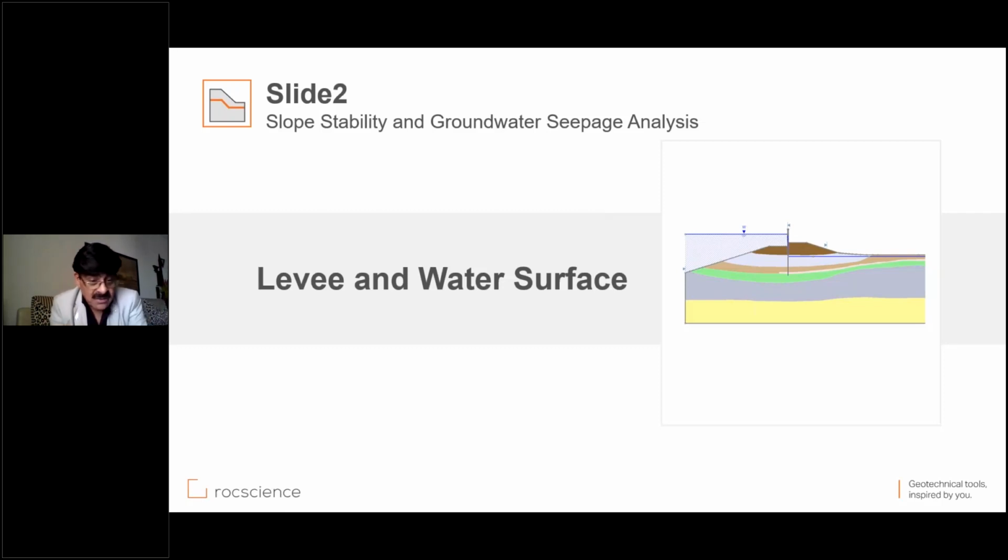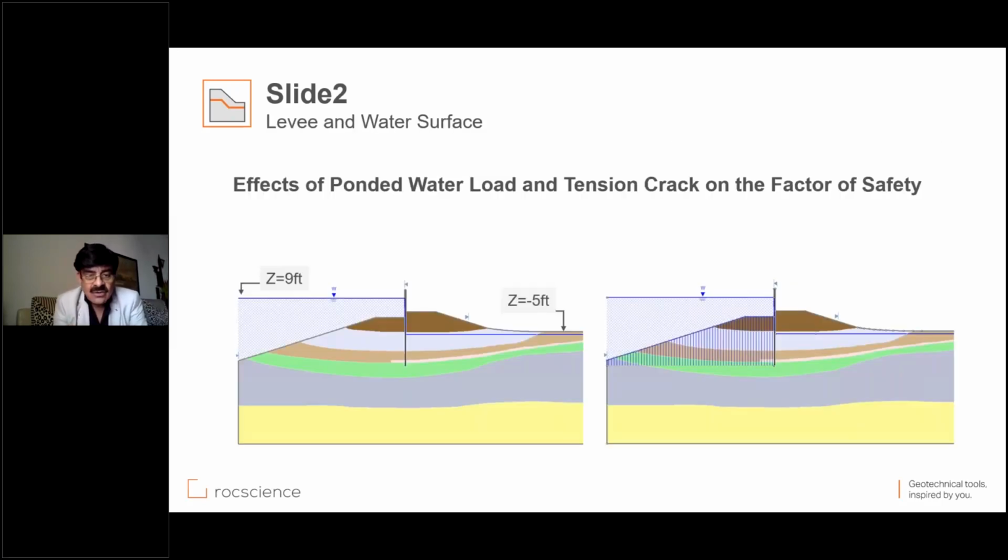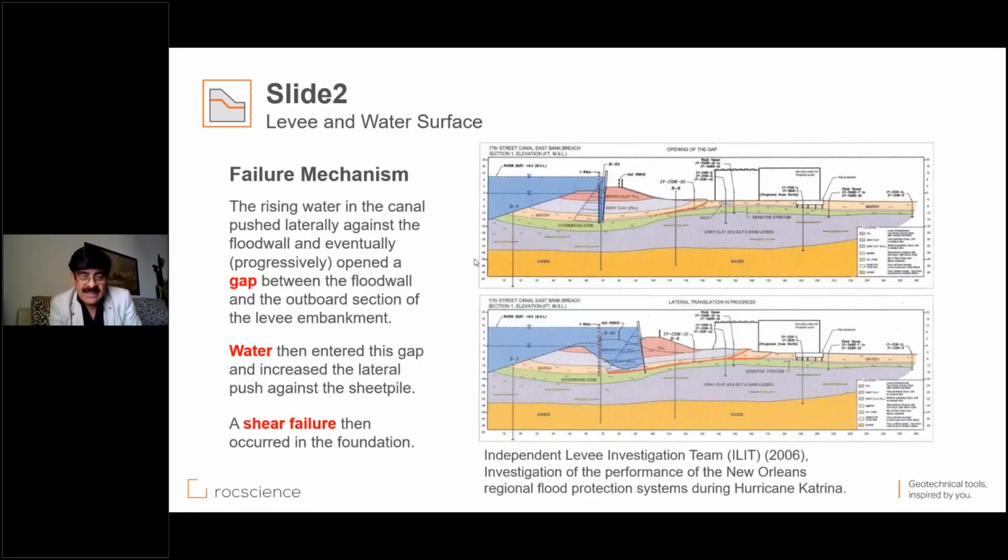We are again going to use the water surface in this case, but there's a slight tweak in this. So we are going to see the effect of ponded water load, and we are going to create a tension crack, and we're going to see what is the impact of the ponded water load and the presence of tension crack on the factor of safety. And this actually is a case study which has been heavily investigated. Lots of papers have been written on this.